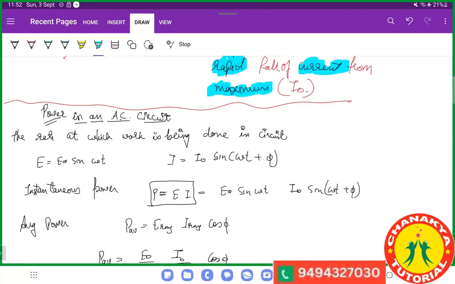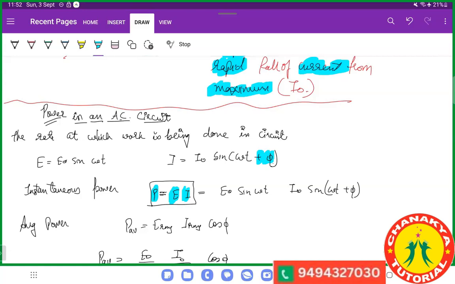So power is the rate of doing work. Simple. So here we need P equals VI. P is power, E is your EMF and I is current. So E equals E naught sin omega t and I equals I naught sin (omega t plus phi). We are adding phi here because they might be in phase, or they might be in some other phase, and it might be 0. So phi might be inductive or whatever it is. We're just taking it as common.